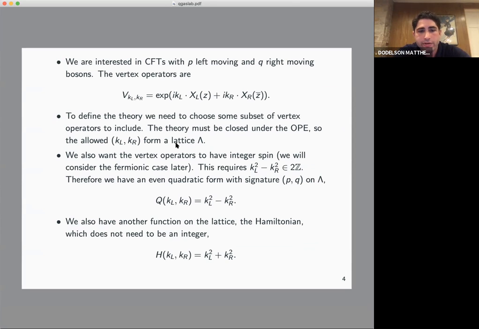So we also want the vertex operators to have integer spin so that they're bosons, although I'll consider the fermionic case later. So for them to have integer spin, we need K left squared minus K right squared to be an even integer. So what this means is that we have an even quadratic form, and it has signature P comma Q. So it's defined by this formula, Q of KL and KR is KL squared minus KR squared. Now we also have another function in this theory because we have a stress tensor. We have a Hamiltonian, and this does not need to be an integer. It takes the form H is KL squared plus KR squared.